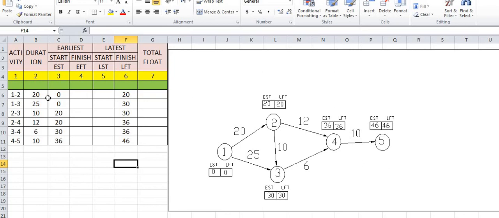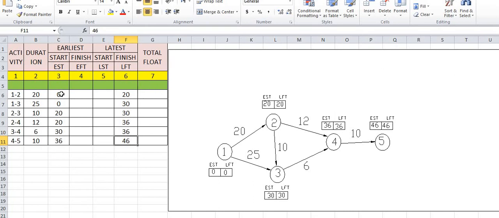1 to 2 we have taken as 1, 1 to 3 we have taken as 1, 2 to 3 we have taken as 2, 2 to 4 we have taken as 2, 3 to 4 we have taken as 3, 4 to 5 we have taken as 4. In this way for LFT, 1 to 2 we have taken as 2, 1 to 3 we have taken as 3, 2 to 3 as 3, 2 to 4 as 36, 3 to 4 as 36, and 4 to 5 as 46.